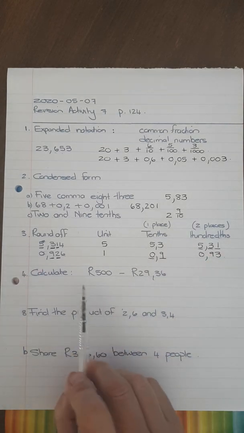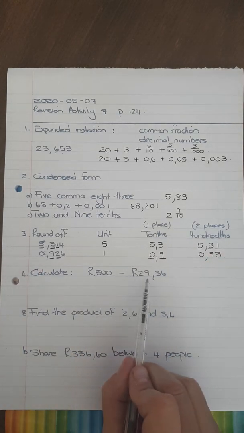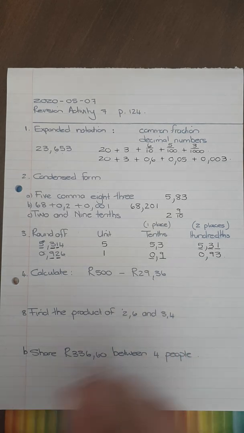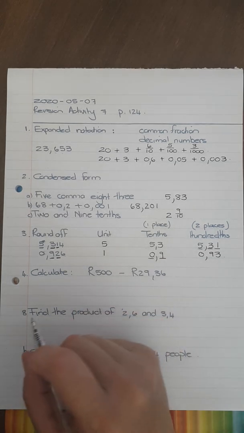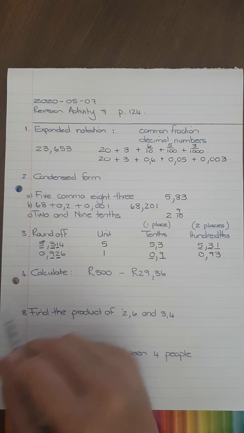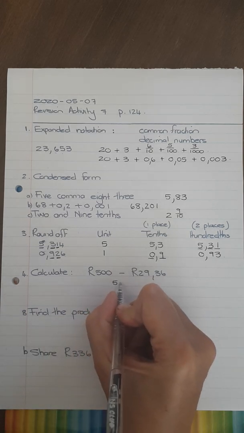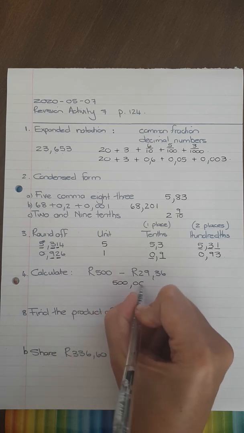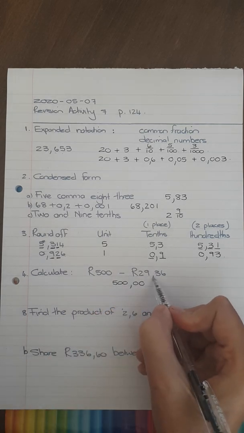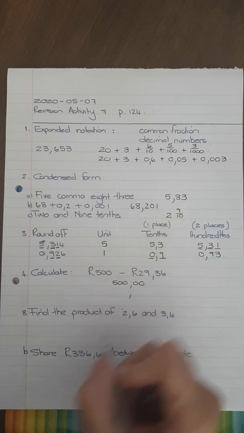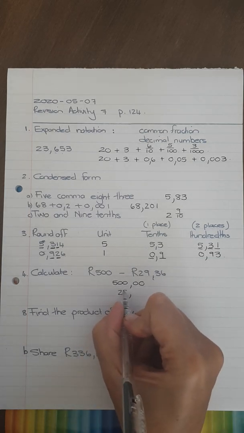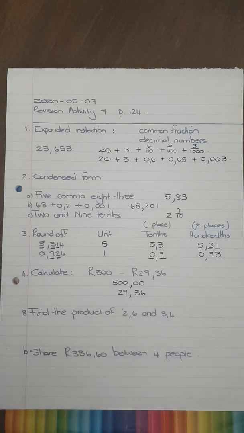Okay, now calculate 500 minus 29,36. Now, the most important thing that you need to remember here when you do the sum, you need to add in the comma 0, 0. 500, comma 0, 0. Now you just need to align that comma with that comma. So I have 2936.